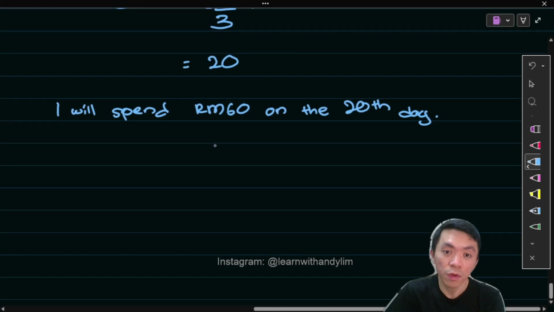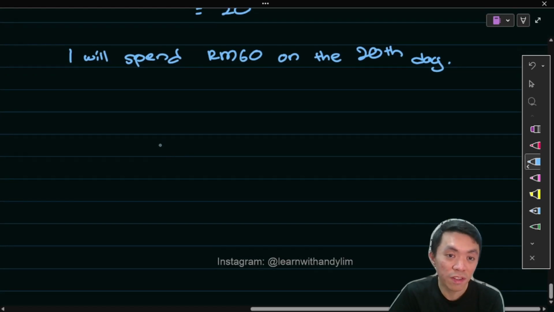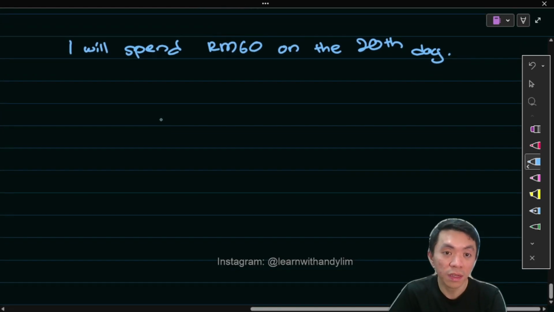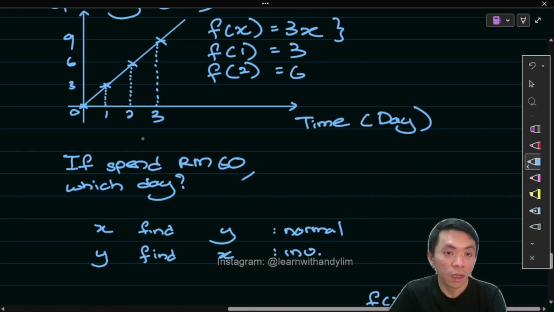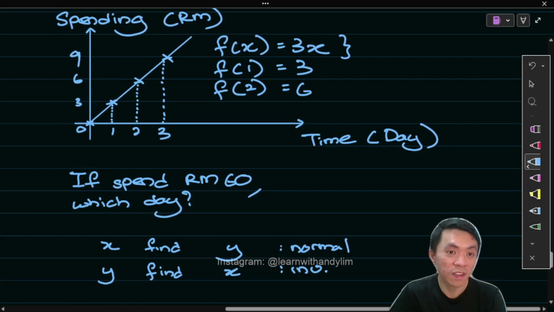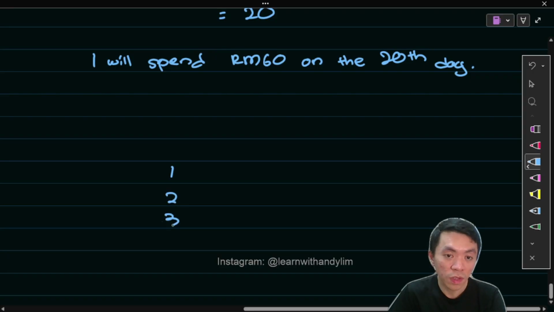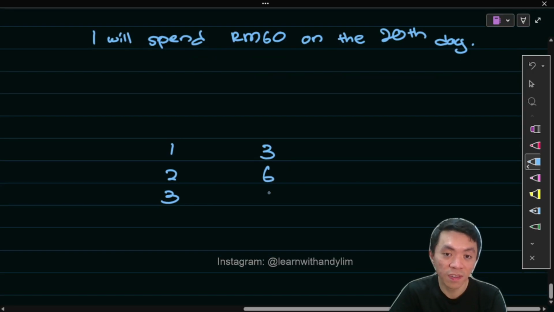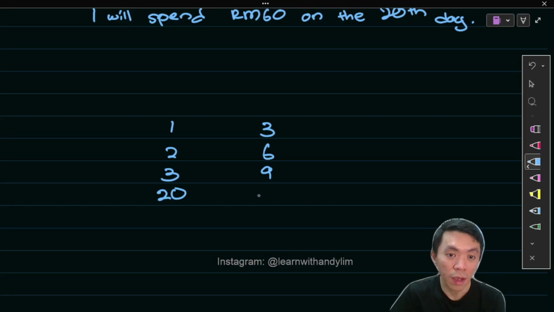Hopefully that gives you a little bit of idea on inverse function. Inverse function can also be represented in a mapping diagram. So in our case here, we have 1, 2, 3, and 3, 6, 9. This can be represented in a mapping diagram: 1, 2, 3, and then I have my 3, 6, 9. Of course, with our additional data, I have my 20th day, then I'm gonna spend 60 ringgit right there.